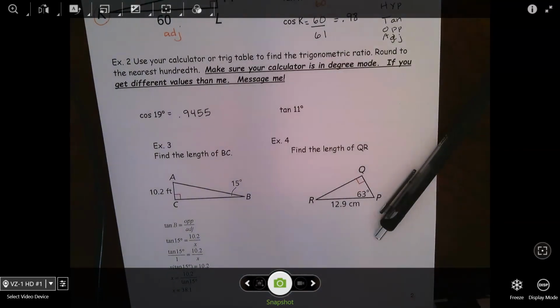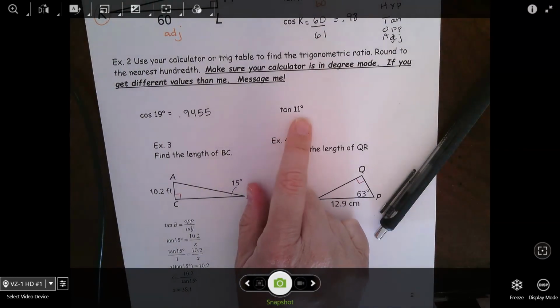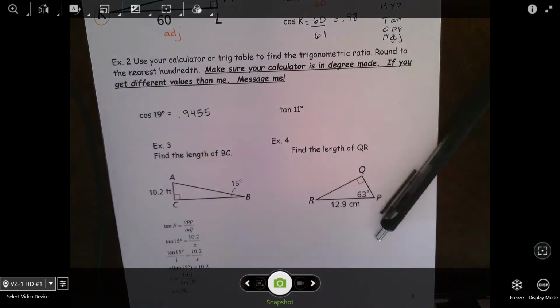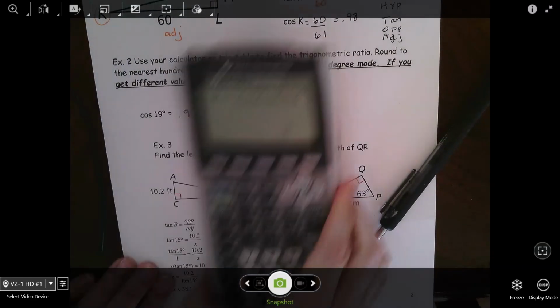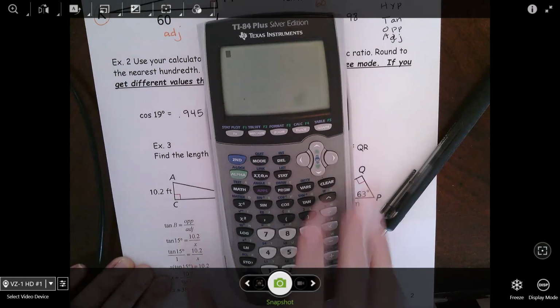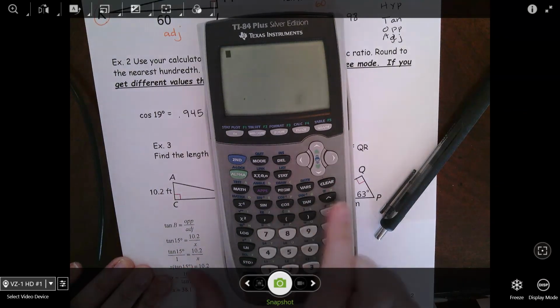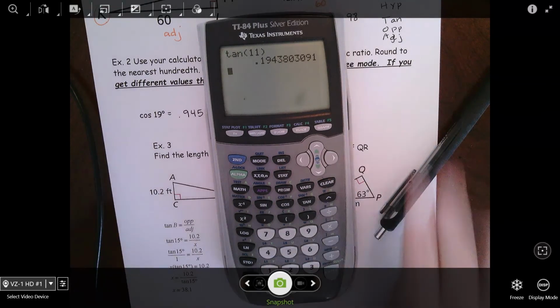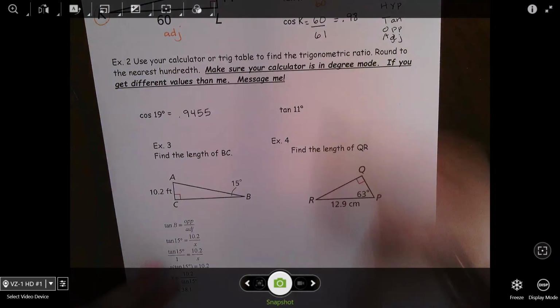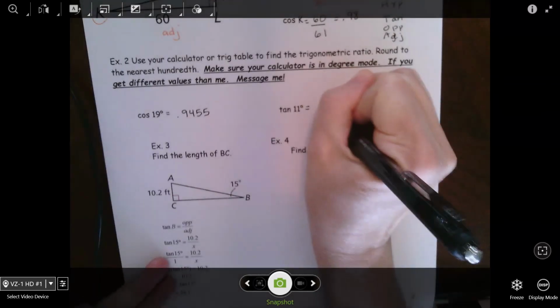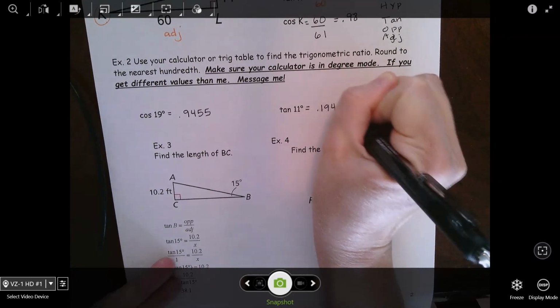Okay. The next one, tangent 11. For an 11-degree angle, what is the opposite divided by the adjacent? So again, going back to this calculator, you would just type in tangent 11 degrees, 0.194. I'm going to take one more decimal place. We usually go 4.